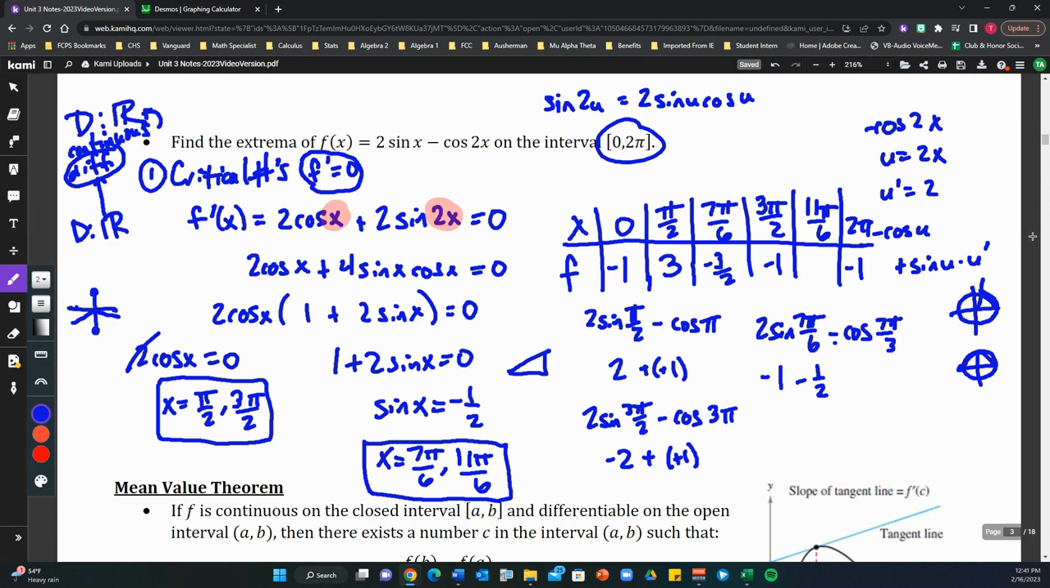And then for our last one, 11 pi over 6. So we know that the sine at 11 pi over 6 is -1/2. So times 2 gives me -1. Minus, then we have another one of these where I have to double this. So this actually becomes cosine of 11 pi over 3.